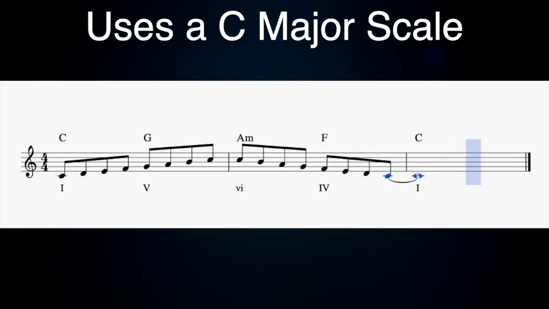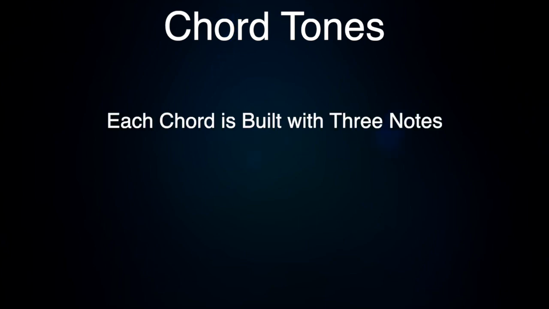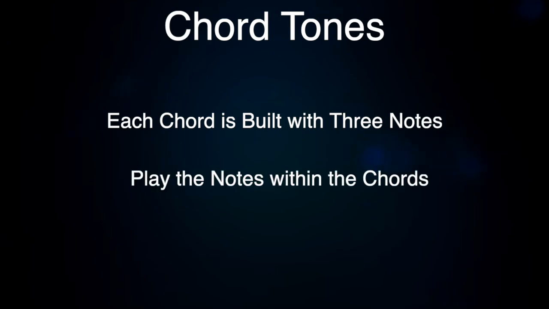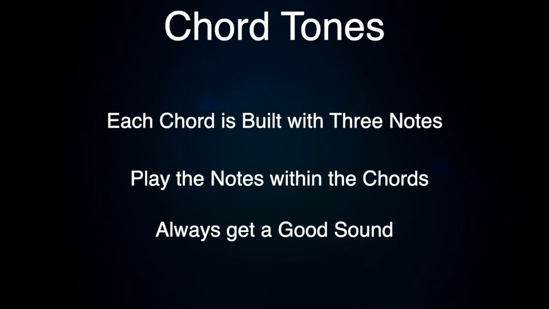The next thing you want to consider are chord tones. Each chord is built up of 3 different notes. So when writing a melody to a chord progression, you can just play the notes within the chords themselves. You'll almost always get a good sound by doing this, seeing as how they're actually notes from that chord.